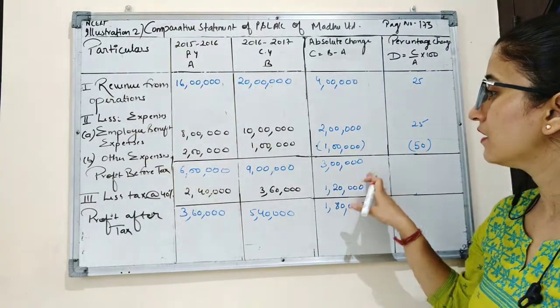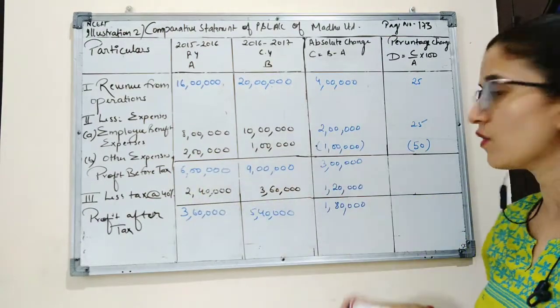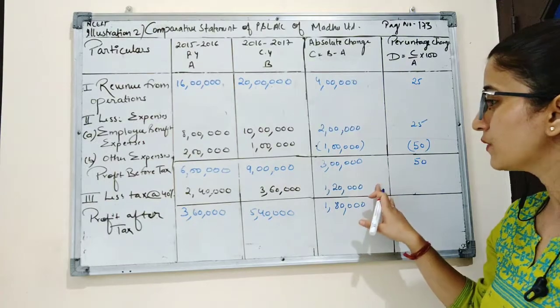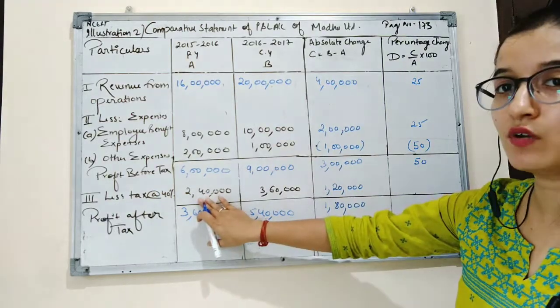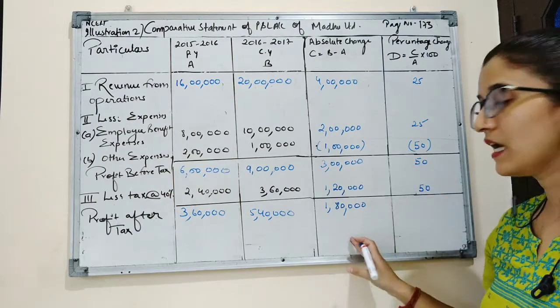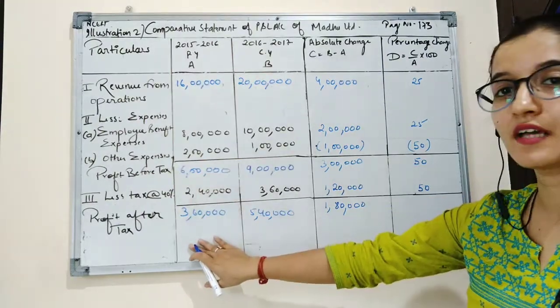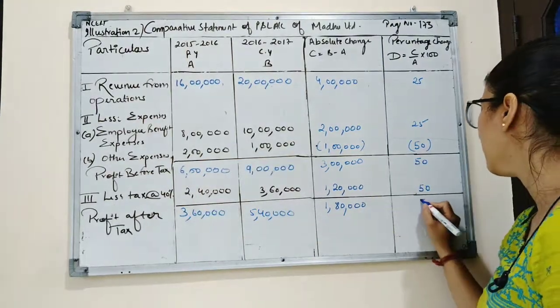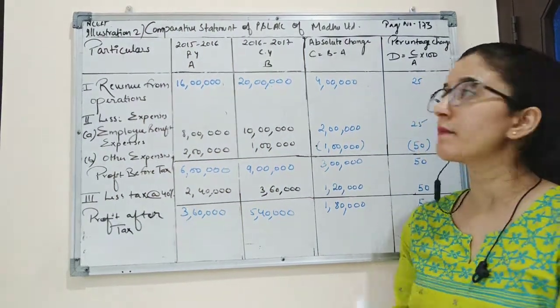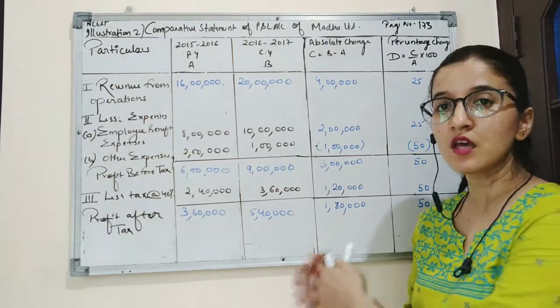Here, 3 lakh divided by 6 lakh into 100 is 50%. 1,20,000 divided by 2,40,000 into 100 will be 50%. And 1,80,000 divided by 3,60,000 into 100 will be 50%. So this is how question based on comparative statement of P&L account is solved.